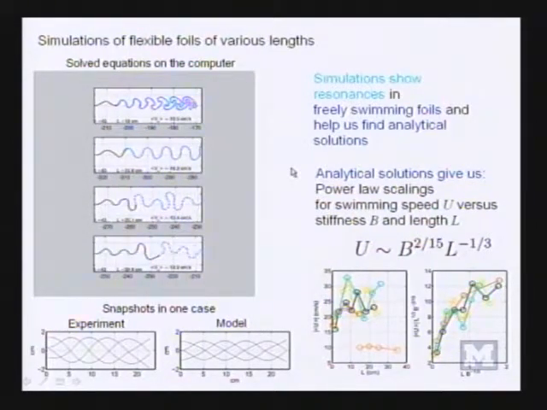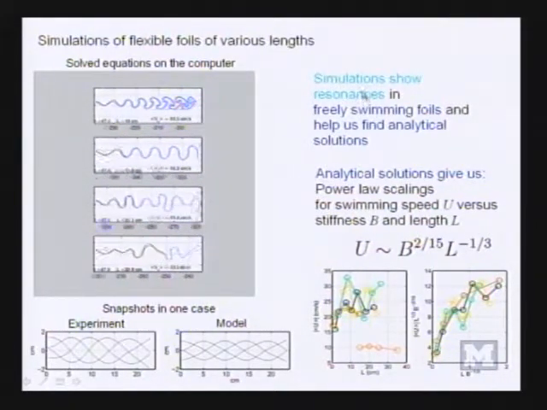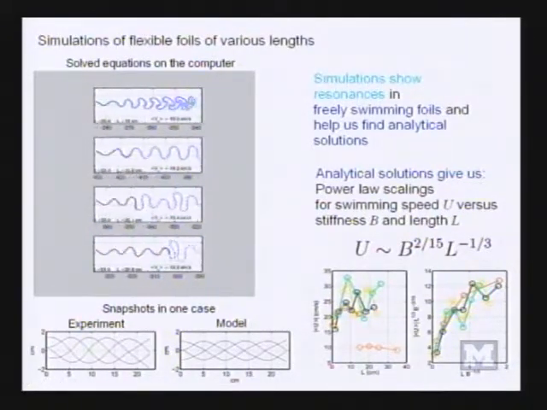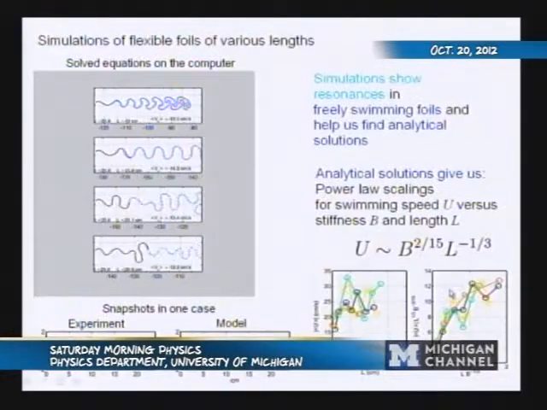OK, and so the value of these simulations is that they show, first of all, that there are resonances that happen in this system. So if I oscillate that sheet up and down at a certain frequency, I'll get a much faster swimming speed than if I'm at some other frequencies. In fact, there's a whole sequence of resonances. And they also help us find some analytical solutions to what the fluid is doing and what this flexible sheet is doing. And with those analytical solutions, we can get power law scalings for the swimming speed U versus the stiffness of the sheet B and the length L.